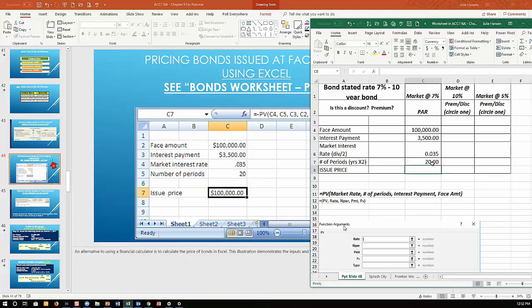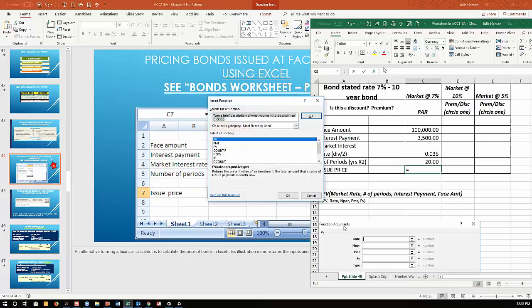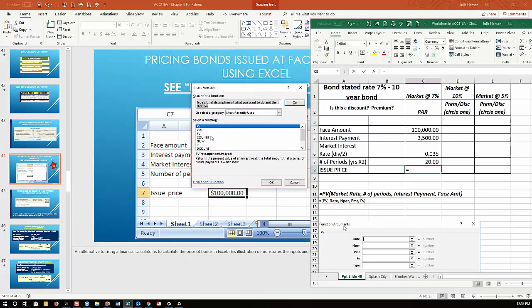So here's where the fun comes in. What's the issue price of this bond? Now, because the bond stated rate is 7% and the market rate is also 7%, this bond is going to be issued at par. That's what we call it. But how do we actually confirm that? So I'm going to go up to this FX, and I'm going to use the PV function.